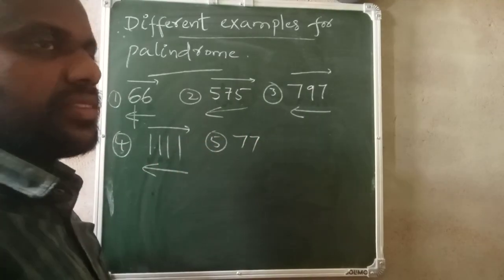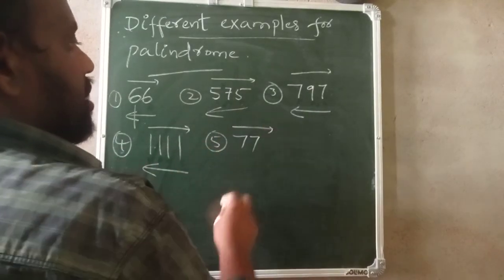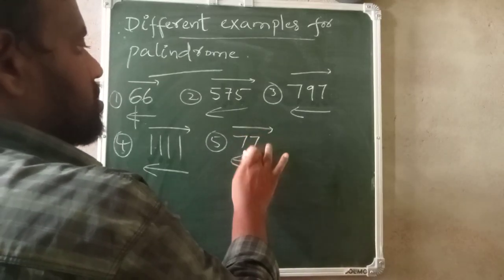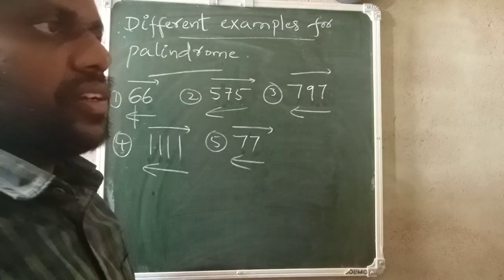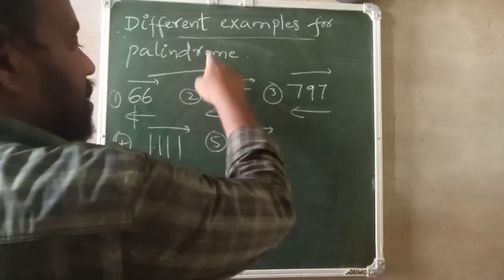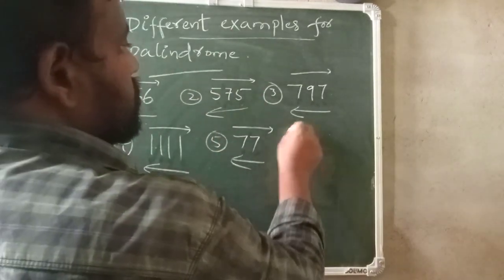Seven seven. If you read in this direction, 7 7. If you read in this direction, again 7 7. It reads the same in both directions, so it is a palindrome. Next, the sixth example.